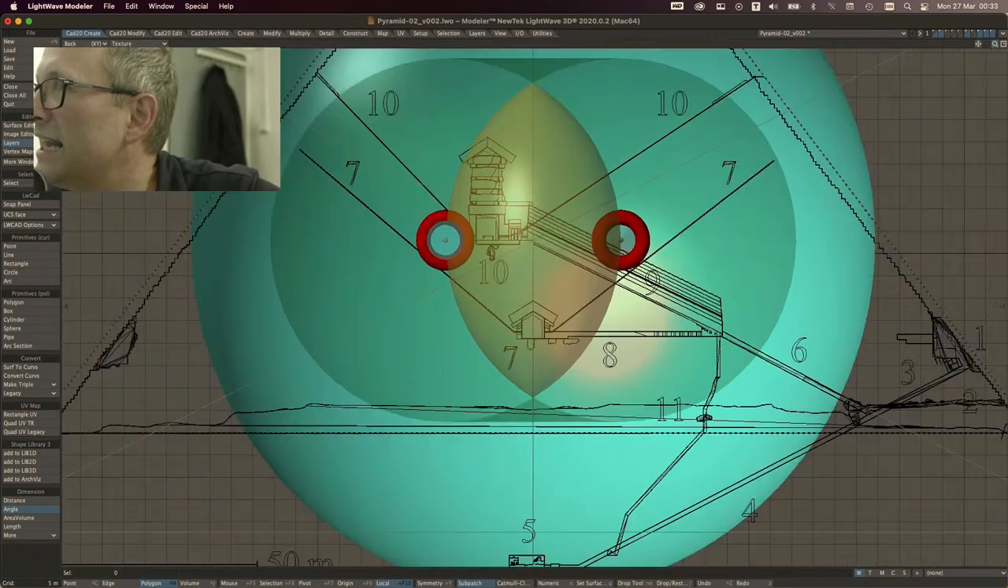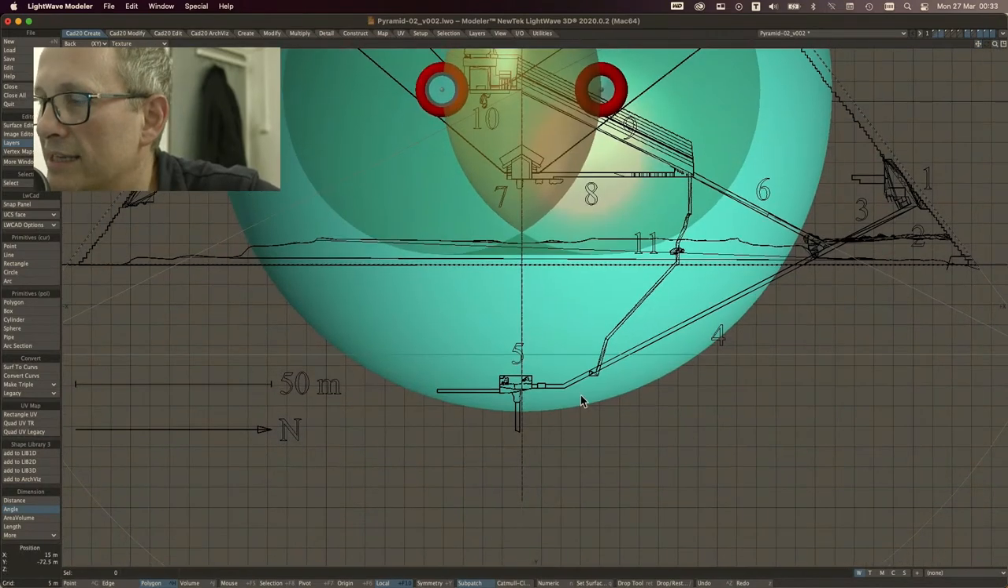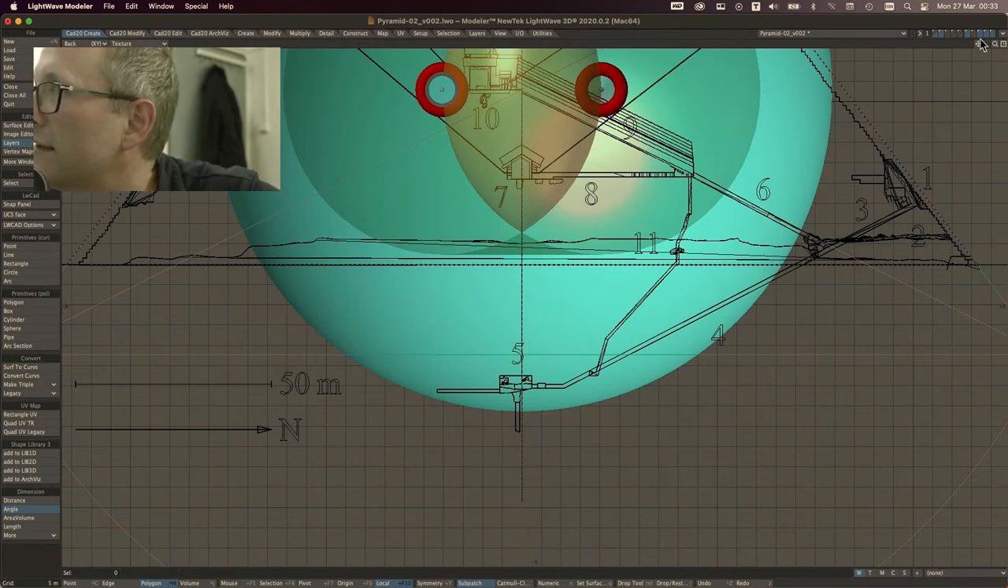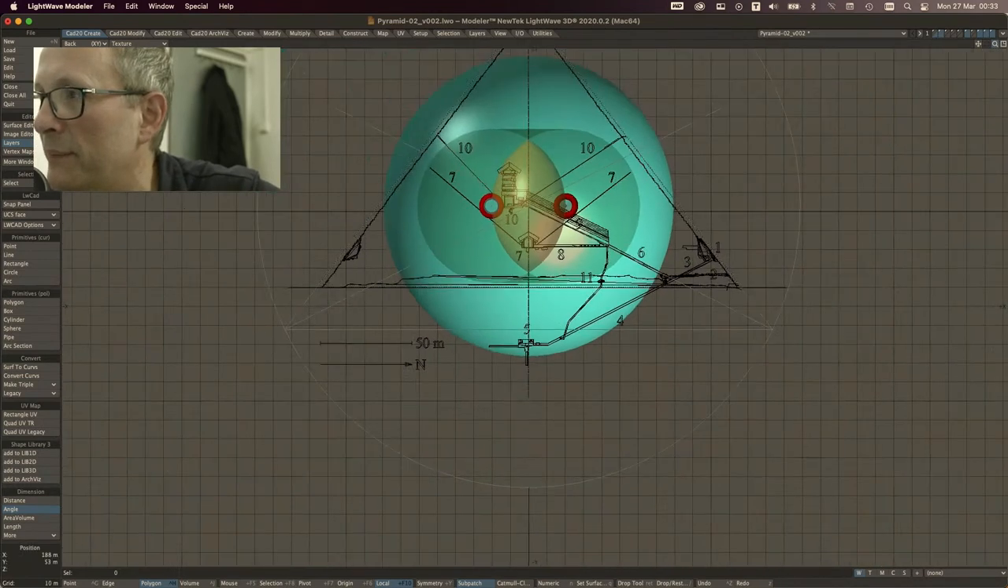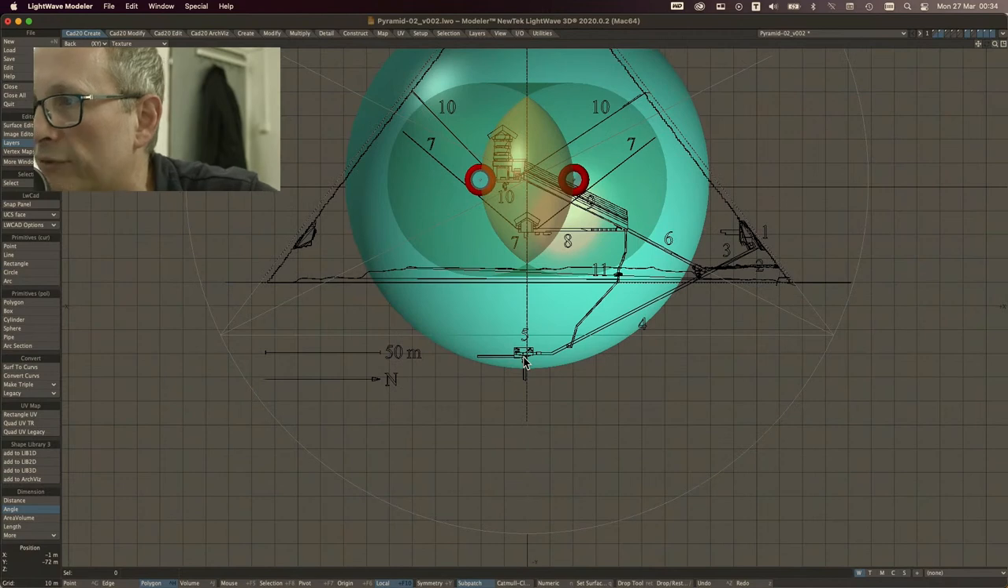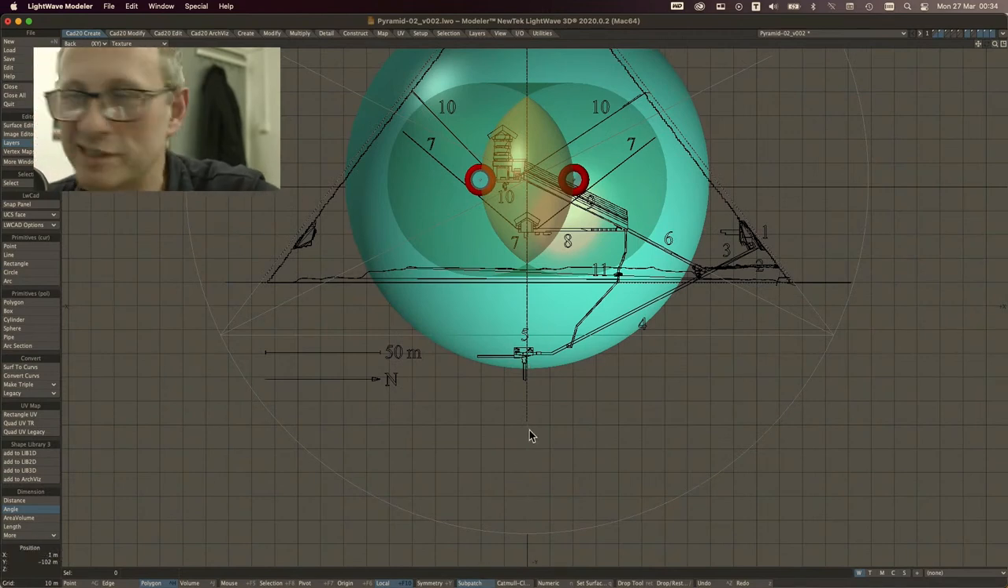The area that's a little bit more complicated is down here, so I would probably have the pyramid structure bigger so that it extends below the subterranean level, just as the pyramid effectively does. I mean, the pyramid's on bedrock, so it goes down as far as it needs to in a virtual sense.